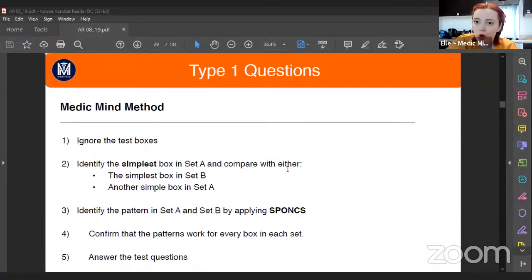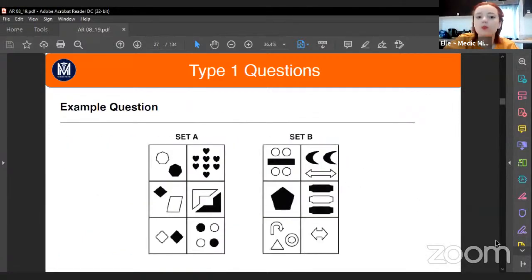Look at the simplest box in set A and compare with either another box in set A or a box in set B. So if we have a look back at that one that we just did, the simplest box in set A, you could say, well, it's probably the bottom left. That's quite a simple square. So looking at that, I can say, well, there's two diamonds. One is black and one is white, and it's an even number. So you've got a few possible rules there.